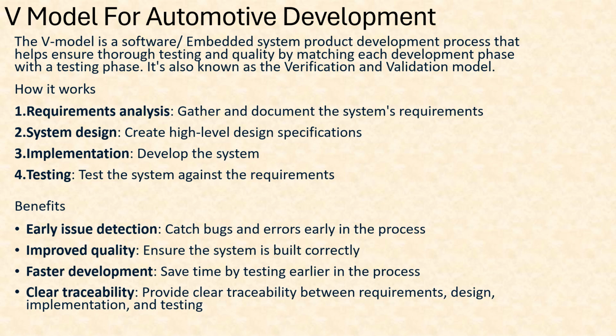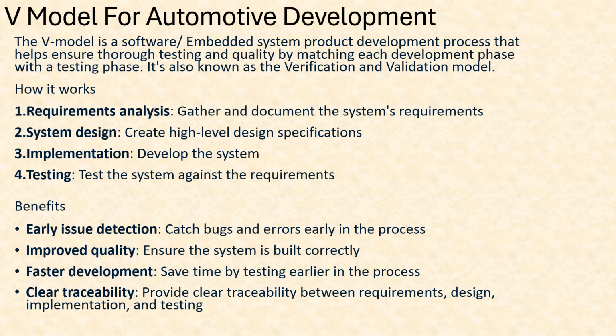The first step in the V model is requirements analysis: gather and document the system requirements. This whole thing is very clearly explained in system engineering, which you will find in the same training session. System design: create high level design specifications. Implementation: develop the system. Testing: test the system against requirements.